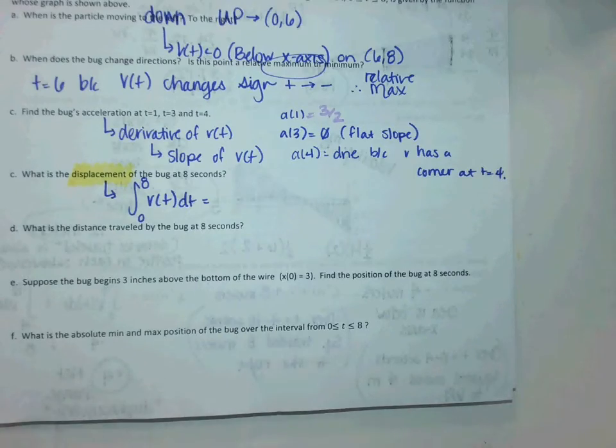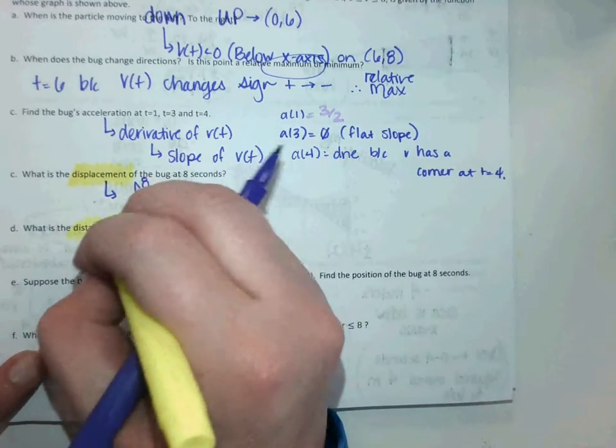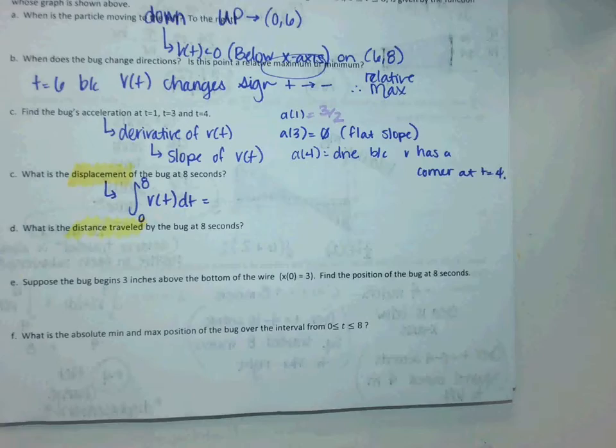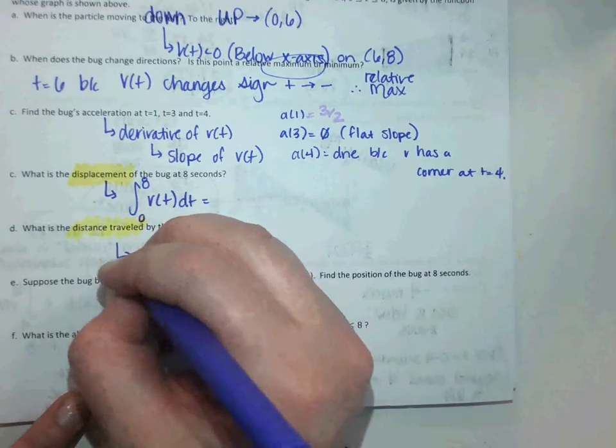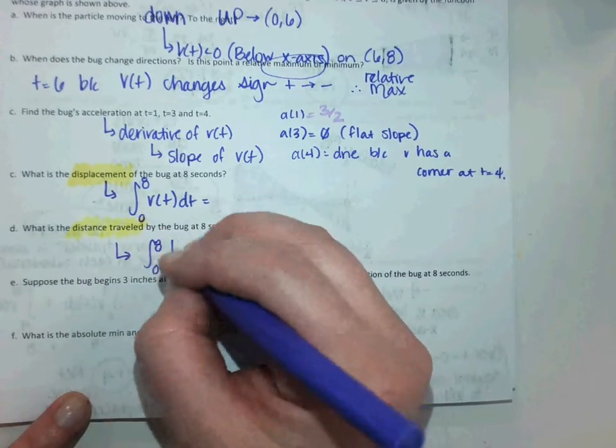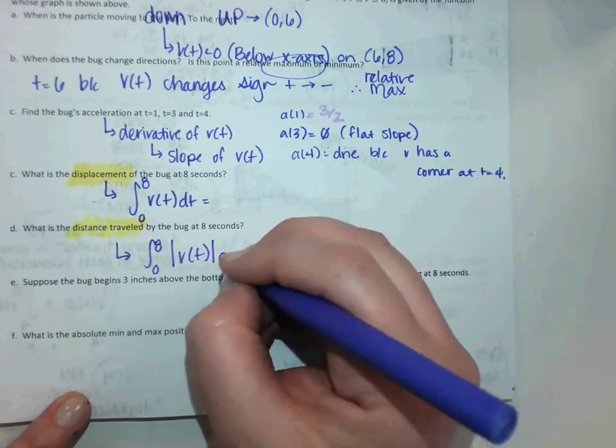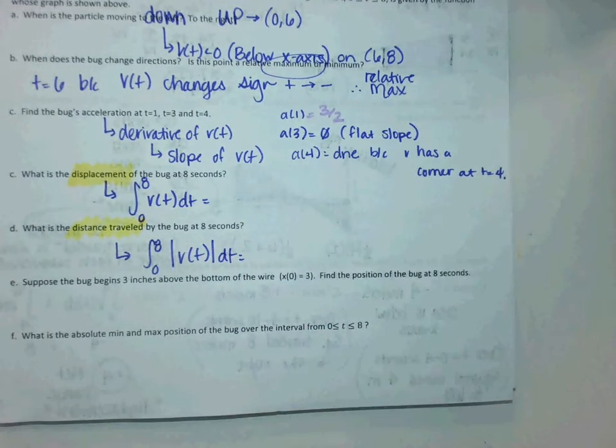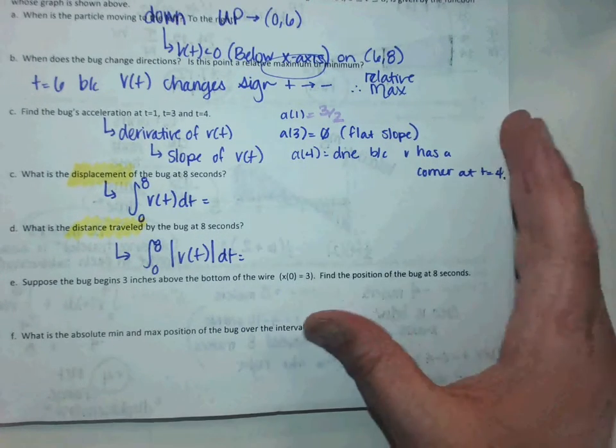Before we do that, skip ahead. How will I do distance traveled? That's when you put the absolute value on there. So I do that. But you just have to remember the difference. Displacement, you're doing an integral. Distance traveled, you're taking the absolute value function and then integrating it. So let's do it. 0 to 8, shade your shapes.